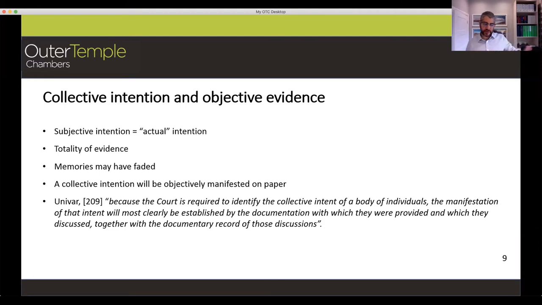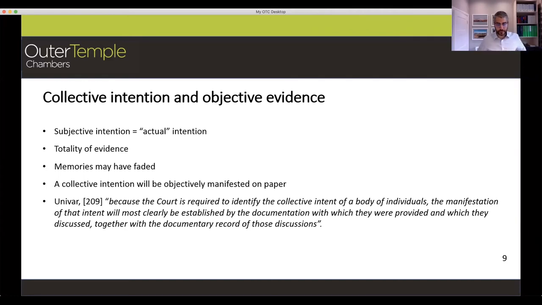But Mr. Justice Trower really cleared all that to one side because he said, well, the private thoughts of the trustees about what they may or may not have been thinking isn't of much interest to me because I'm going to always be looking for that collective intent. And this is really expressed clearly in the passages in and around paragraph 209 of the judgment, which is up there on the slide.